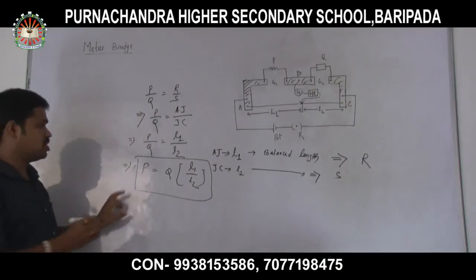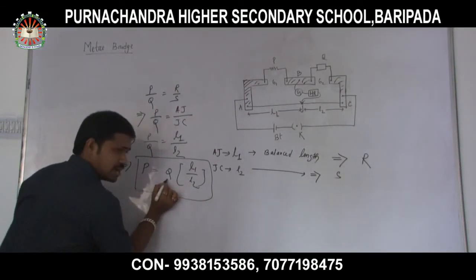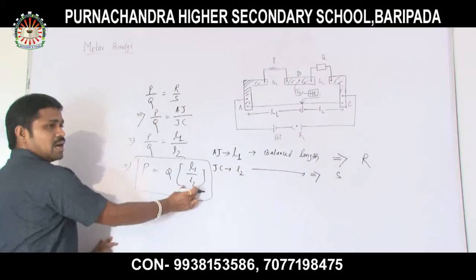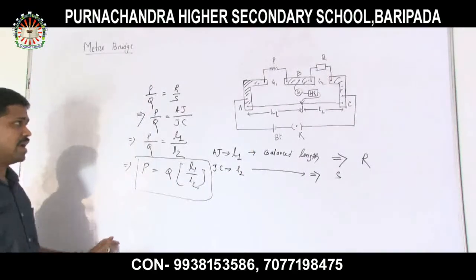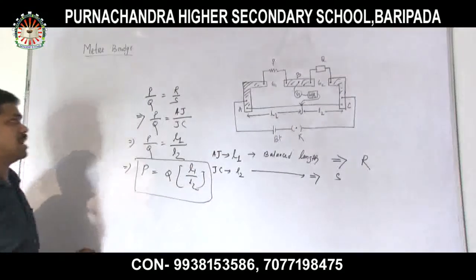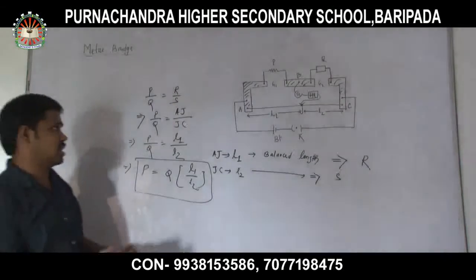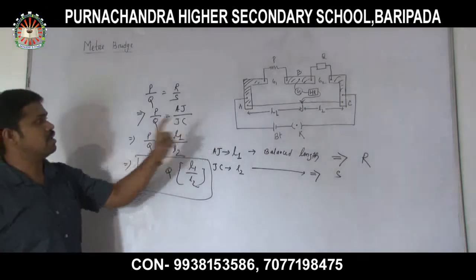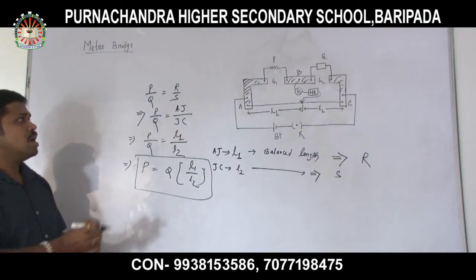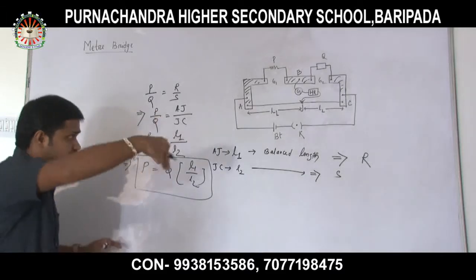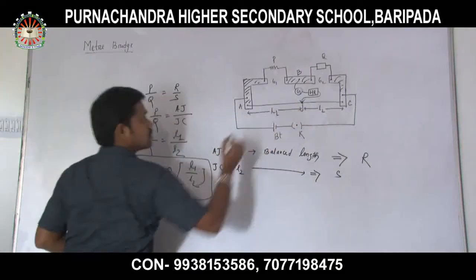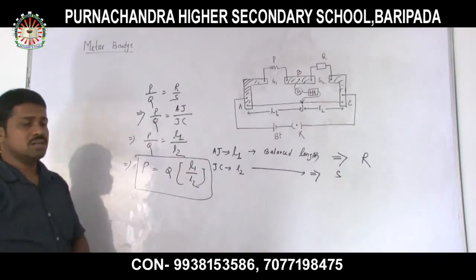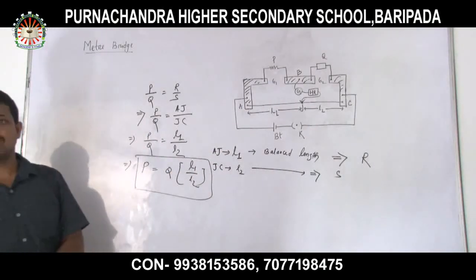In which condition? Where the standard resistance is given and the lengths L1 and L2 are provided to us. How will we get the lengths L1 and L2? You will get L1 and L2 by adjusting this key, the jockey. Clear? By adjusting this point J.